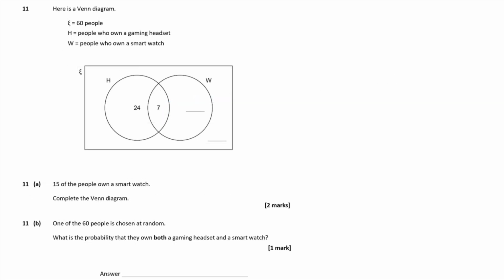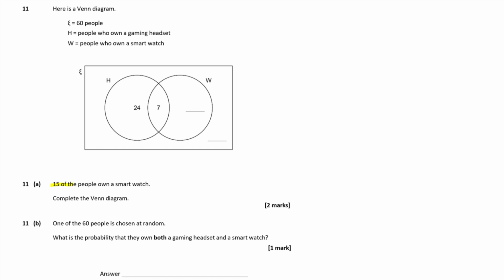Question 11. Here is a Venn diagram. The universal set consists of 60 people. H is the people who own a gaming headset, and W is the people who own a smartwatch. So I've got 24 people that own a headset but not a smartwatch. 7 own both. We don't know who owns just a watch by itself or neither yet, but we've got some more information down here. It says 15 of the people own a smartwatch.